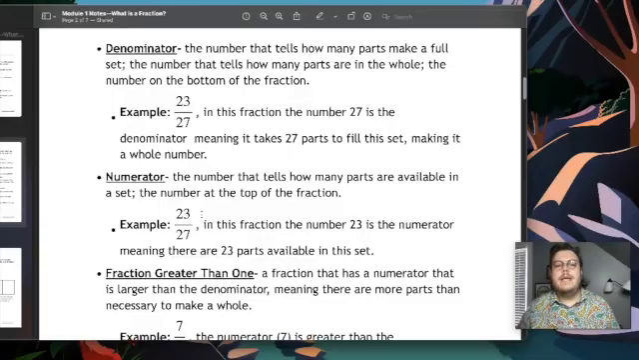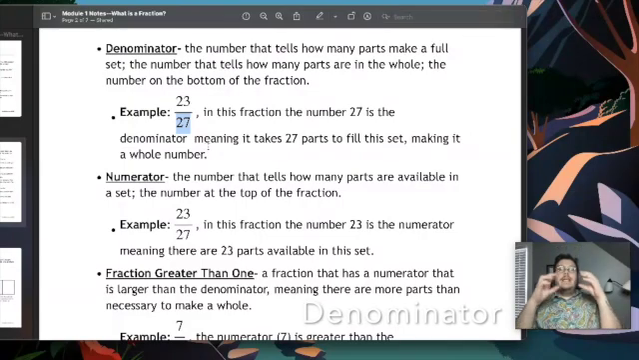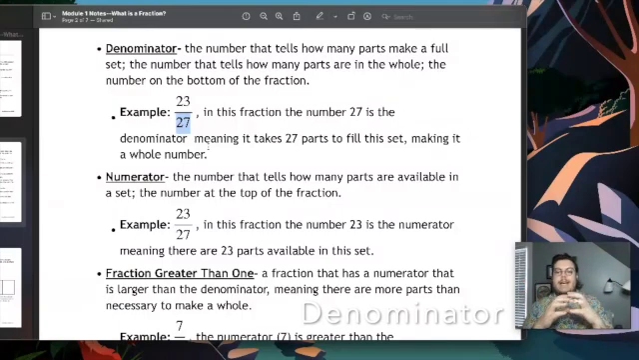So our next word is denominator. The denominator is the number that tells us how many parts make a full set or make a whole. How many parts make up a whole? The denominator is located at the bottom of the fraction. So in this example, we have 23/27. In this fraction, the number 27 is the denominator. So that tells us that it's going to take 27 parts, 27 pieces in a set to make one whole.